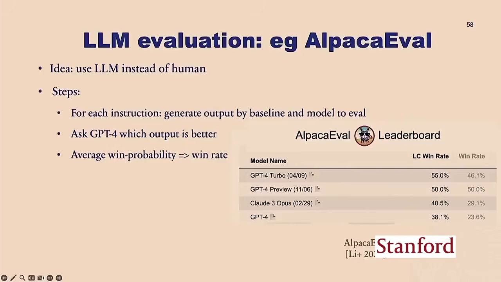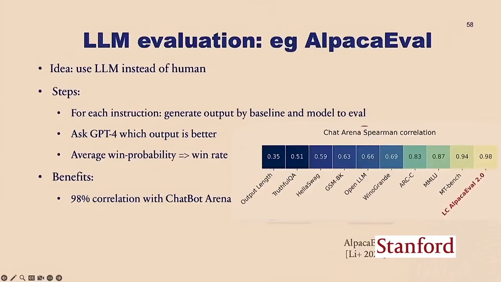And this is the Alpaca Eval leaderboard. The benefit of this is that we get 98% correlation with Chatbot Arena, so very high correlation with humans. This is a comparison of correlation with other benchmarks, and it takes less than 3 minutes and less than $10 to run, so it's pretty cheap.